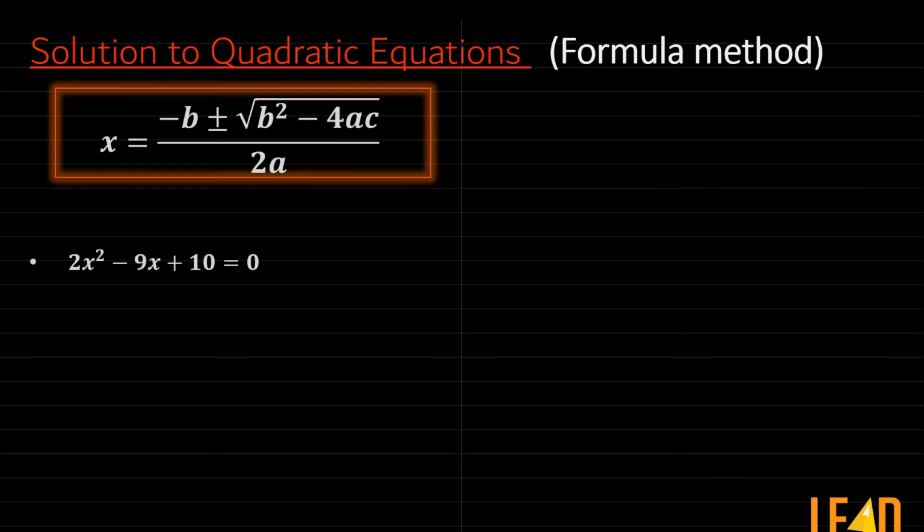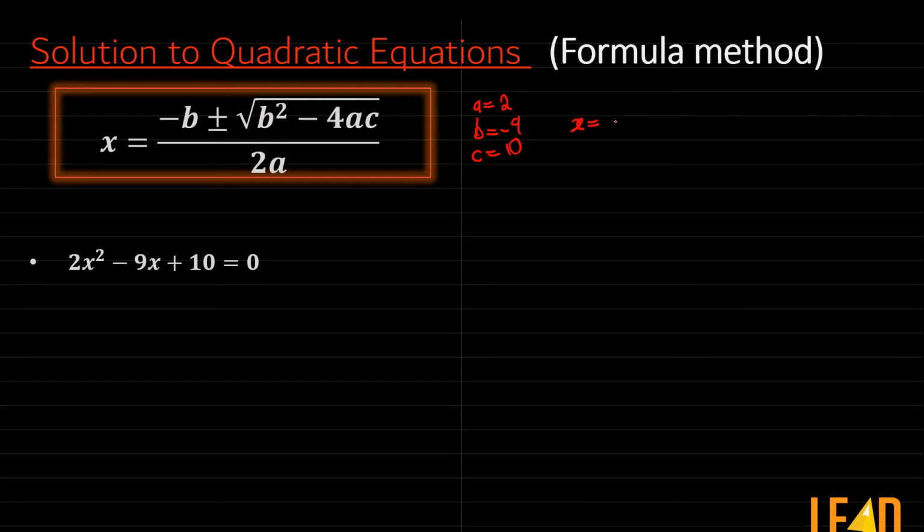All right, so we have the first question here: 2x squared minus 9x plus 10 is equal to 0. Very simple. I'll drag out my a. My a is 2, my b is -9, and my c is 10. You can pause the video and try it out from the very first one, because like I said, it's quite straightforward.